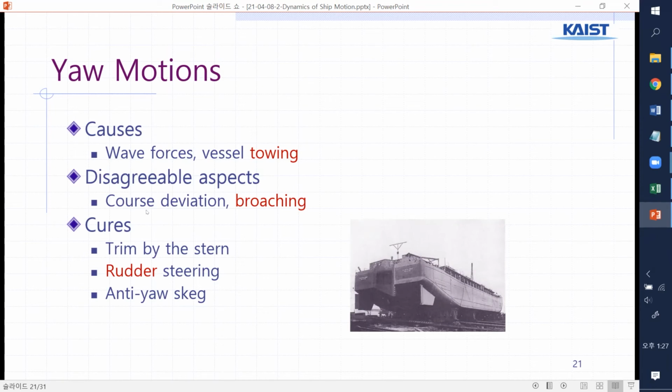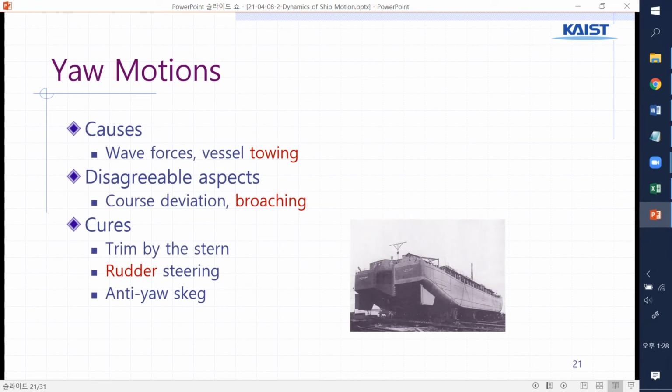And the bad condition is coming from course deviation, because of the yaw motion the directional angle is changing, so that we want to go in that direction, but the ship is going in the other direction. And broaching can be another problem there. You see what broaching is, and how to remove that: trim by the stern, so that the ship is more submerged by the stern, or using rudder steering to correct the direction of the course.